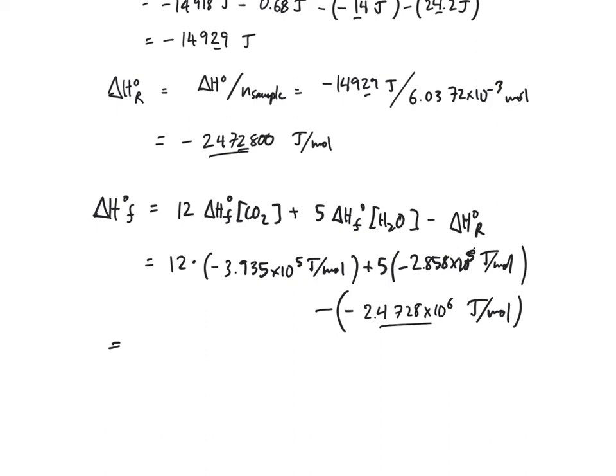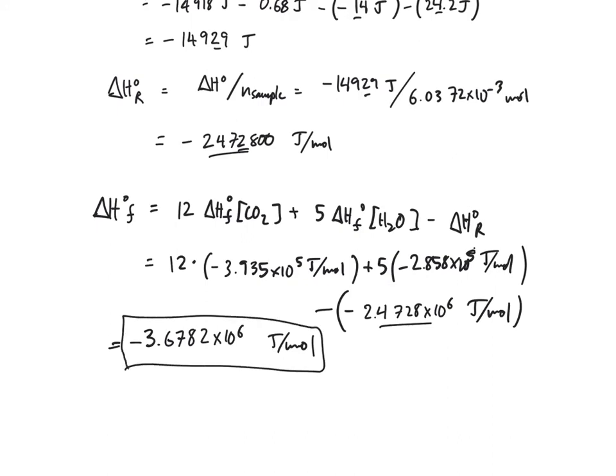And my final answer is 3.6782 times 10 to the 6th joules per mole. Negative. And at this point, you would look this up in NIST or somewhere else and do a relative error. And I don't need to show you that calculation because you probably know how to do that.